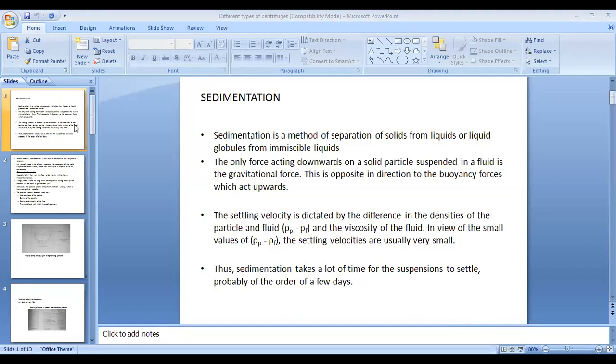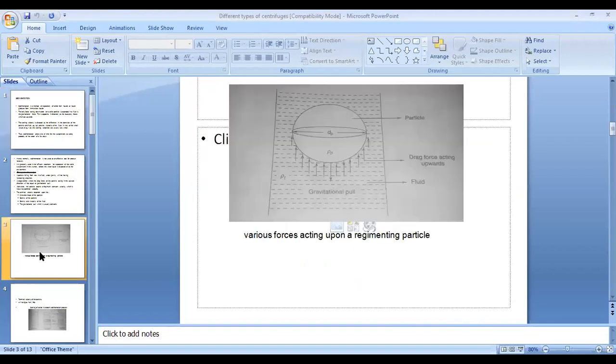So sedimentation means, if you want to separate a solid from a liquid, you need to allow it for some time. The main force behind the sedimentation is the gravitational force. The gravitational force is downwards, and the other force on this particle is the buoyancy force. If you see the figure here, this one is gravitational force and the remaining are all the drag forces.